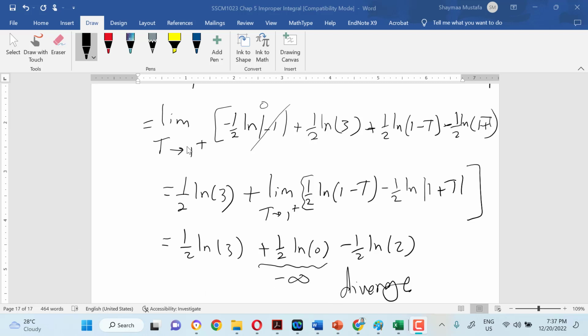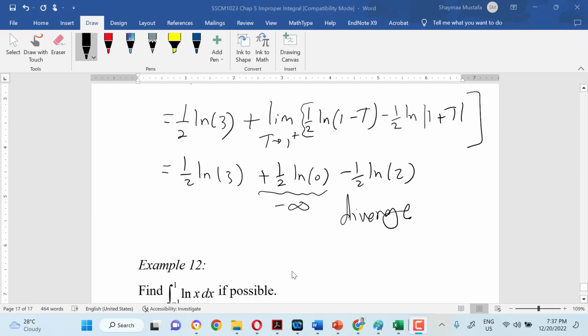Which means that the limit does not exist. The limit diverges. The limit goes to infinity. So the integral diverges.